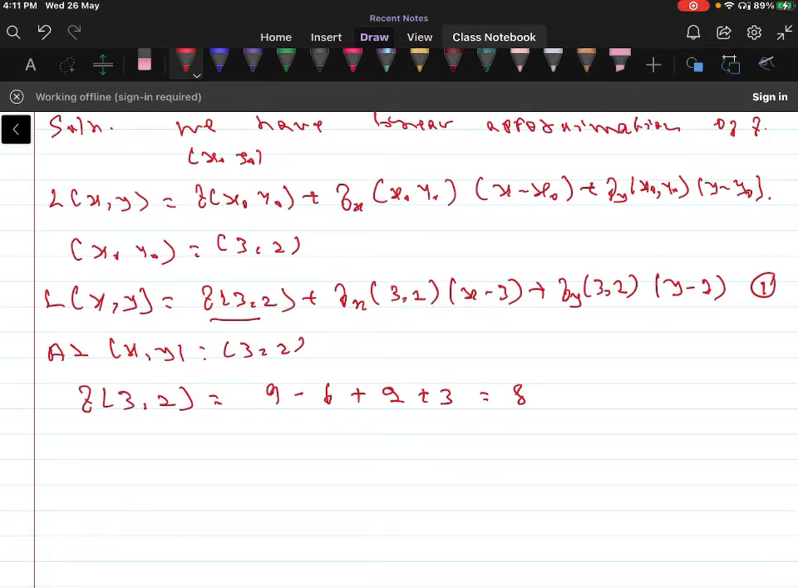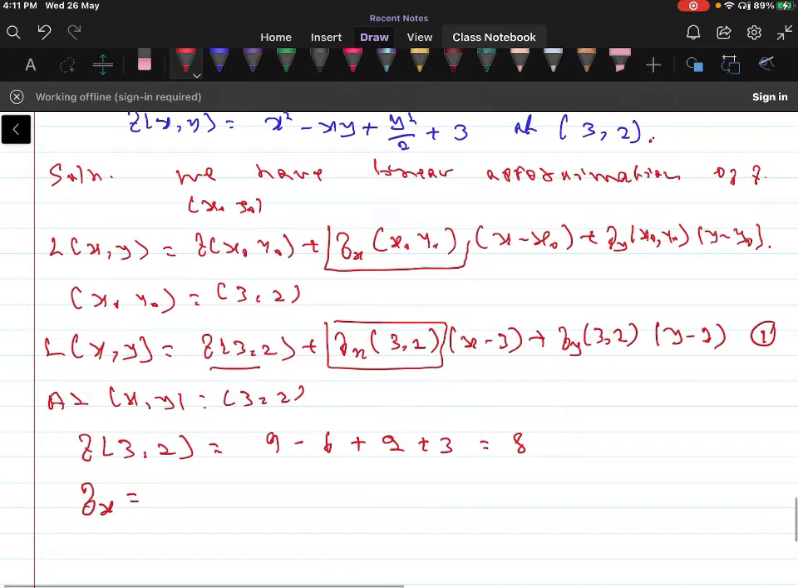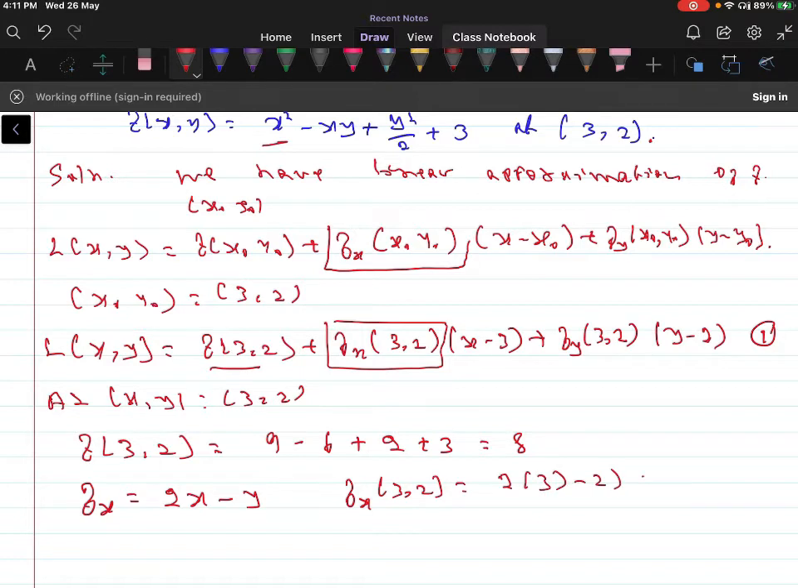So now let us find out fx, ∂f/∂x, at the point (3, 2). Differentiate function f with respect to x partially: x square differentiation is 2x, minus y into x differentiation 1. So fx at the point (3, 2) is equal to 2 into 3 minus 2, so that is 6 minus 2, which is 4.